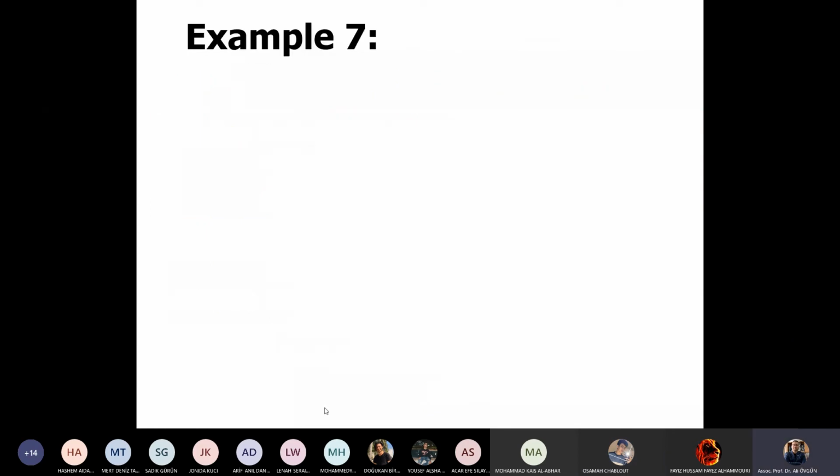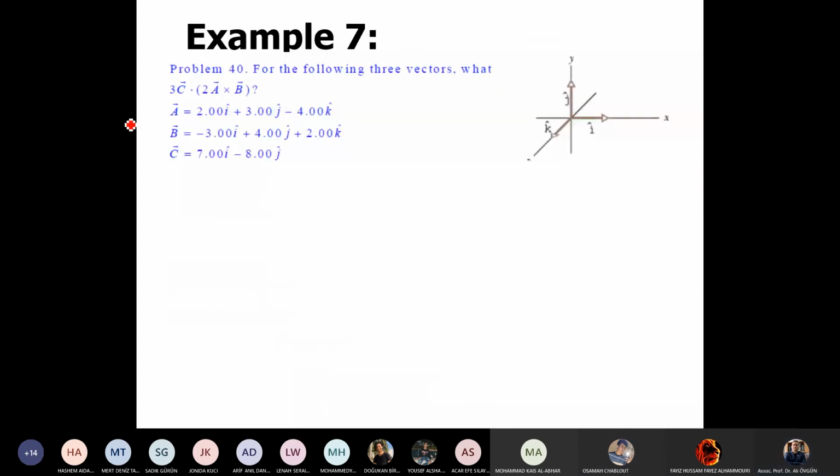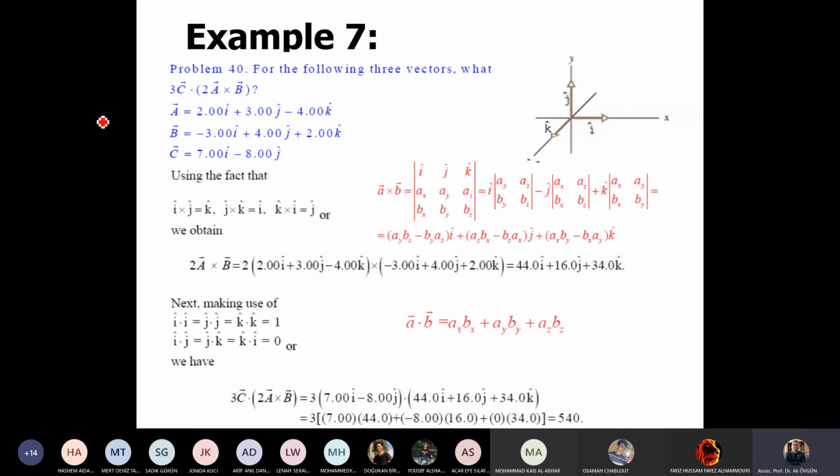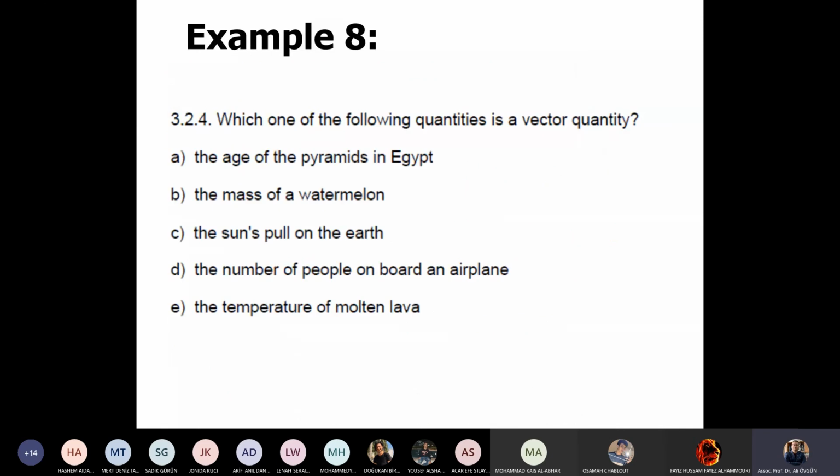This example 7 is homework. Here there is a three-vector problem, a scalar product with open parenthesis 2a cross product b. Here I give you a hint. First you must always calculate inside the parenthesis. Make this vector product, the cross product. After that, multiply this by the scalar. Here is the resultant solution, so you can check your solution.